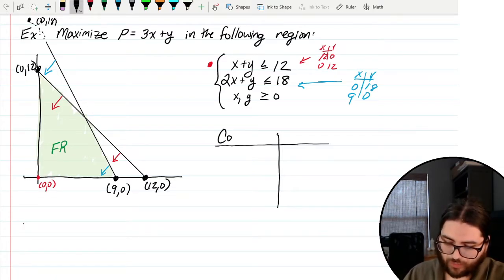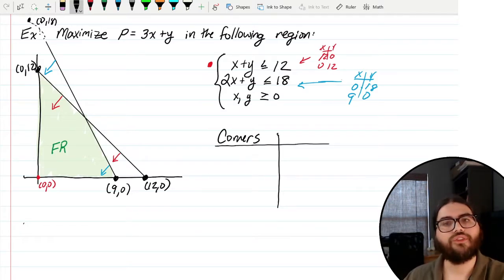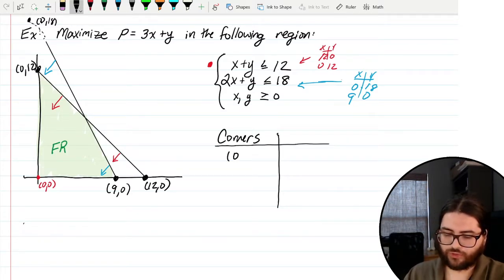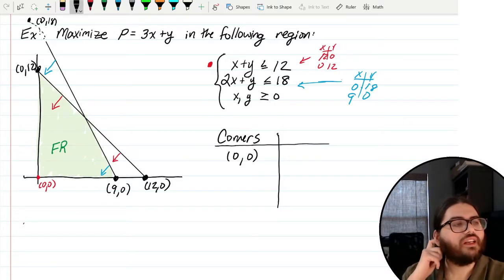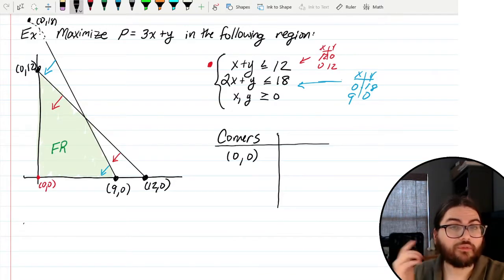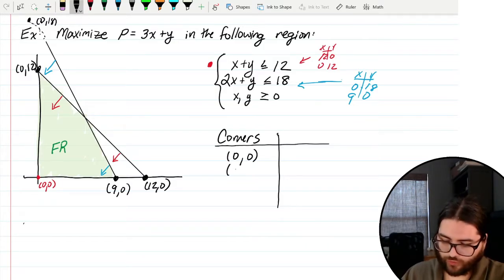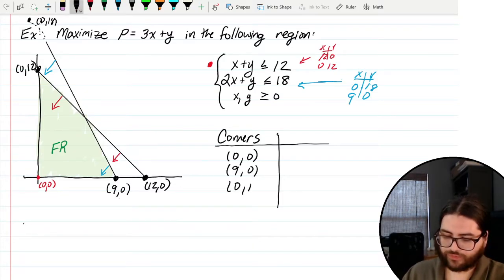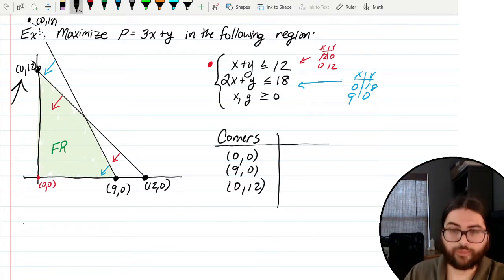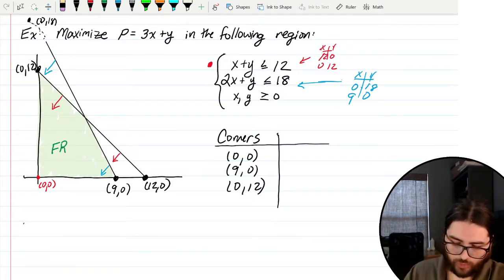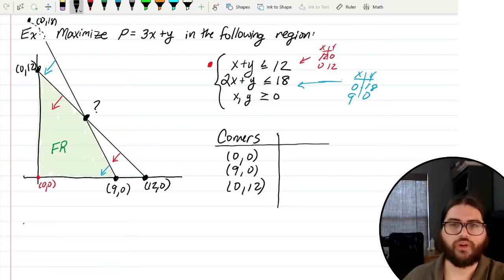So I'm going to make a table of my corner points. 0, 0 is technically a corner point. It won't be the maximum usually, but I have to put it in my list, right, because it can't be eliminated. I've already found two of the corner points, 9, 0, that's this one here, as well as 0, 12, that's this one up here on the top. But there is one corner point here, I do not know where it's at. Where's this corner point at?